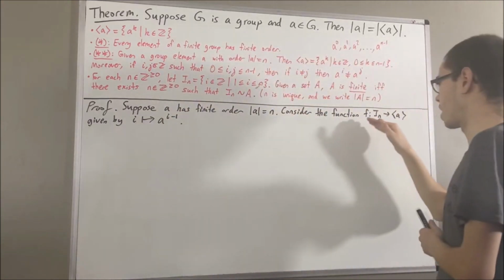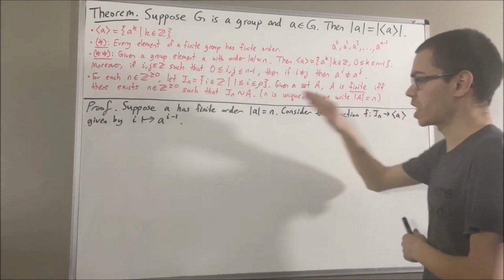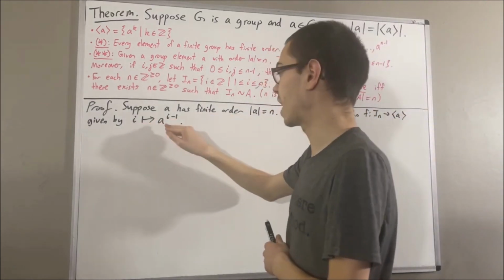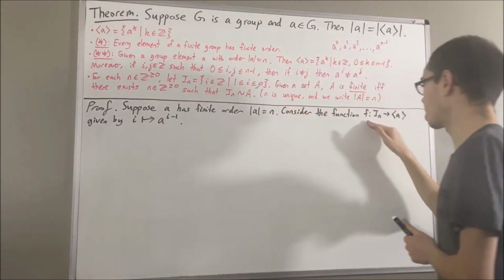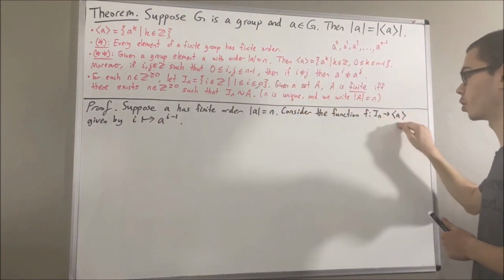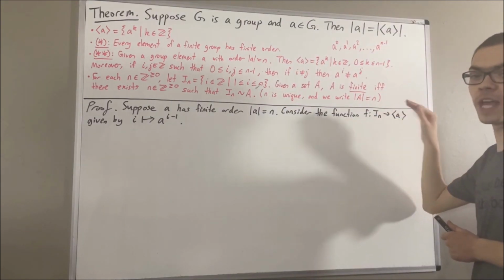We consider the function f from I_n to the group generated by a, by mapping each integer i in I_n to the element a to the power of i minus 1. The claim is that this function is a bijection from I_n to the group generated by a. And to prove that it's a bijection, we're going to show that it's injective and surjective.